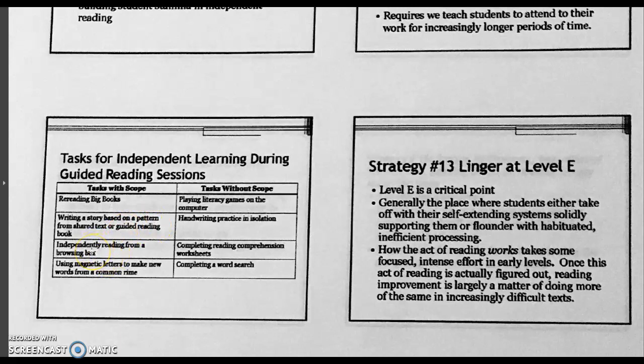Independently reading from a browsing box, or using magnetic letters to make new words from a common rhyme. So maybe they're making new words with the IGH rhyme. That could be one thing for one child, while another child's working on the ATE rhyme, and they're making new words like late and mate and rate. Tasks without scope always concern me when I come into a literacy classroom, because I think of two things.